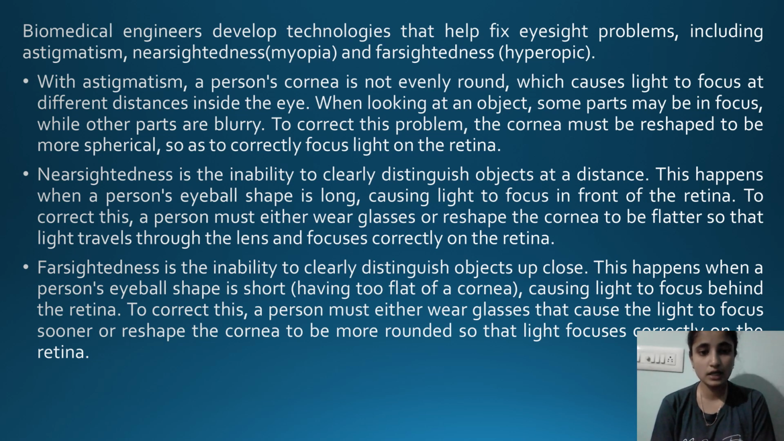Farsightedness is the inability to clearly distinguish objects up close. This happens when a person's eyeball shape is short, having too flat of a cornea, causing light to focus behind the retina. To correct this, a person must either wear glasses that cause the light to focus sooner or reshape the cornea to be more rounded so that light focuses correctly on the retina.